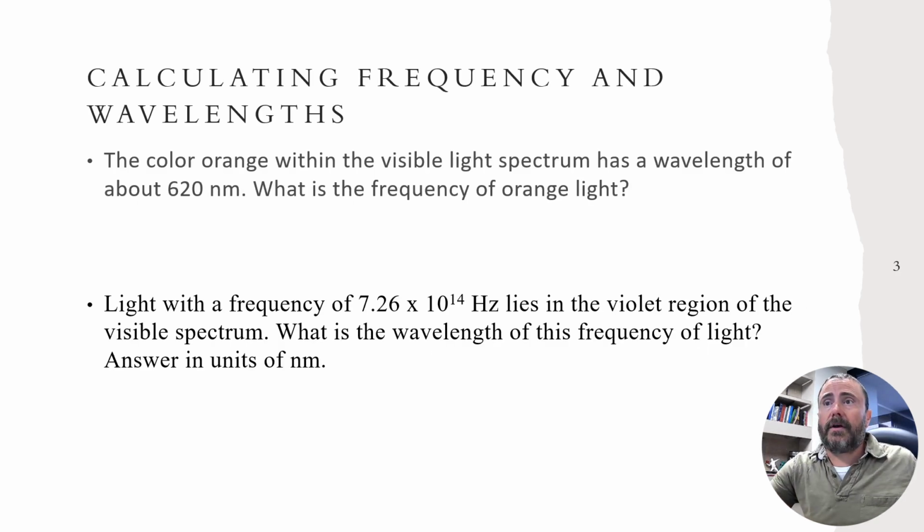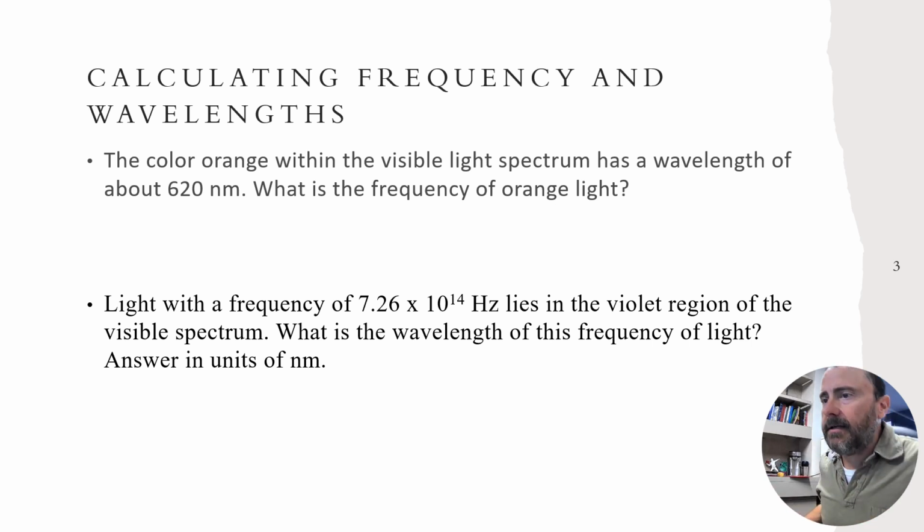Okay, so we're going to do some quick calculations using frequency and wavelengths. So here it says that we've got the color orange, which is one of the colors within the visible light spectrum. We're going to talk about the different parts of the spectrum on our next slide. But it has a wavelength of around 620 nanometers. What is the frequency of orange light?